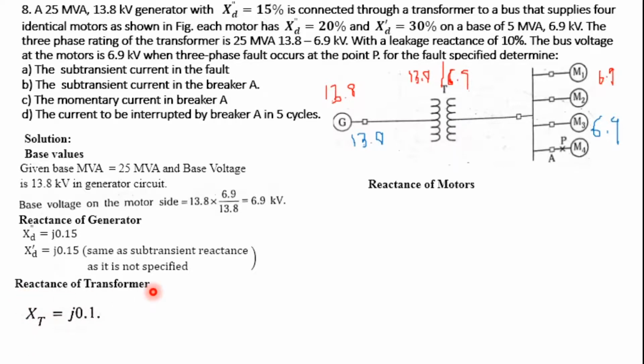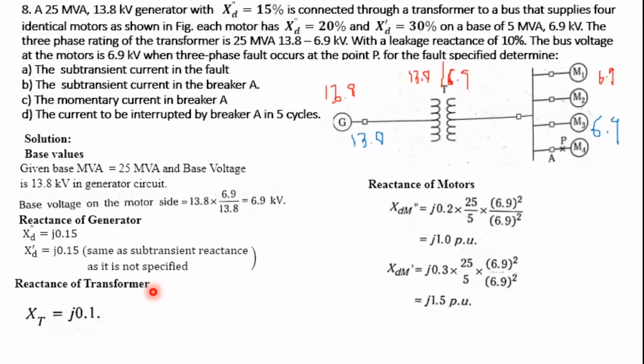Then for the motors we have two things, this is for subtransient and this is for transient. The subtransient reactance is 0.2, because it is 20%, MVA is 25, and the voltage is 6.9, new value 6.9, so they cancel and we get 0.2 per unit. The transient reactance is 30%, so it will become 0.3.